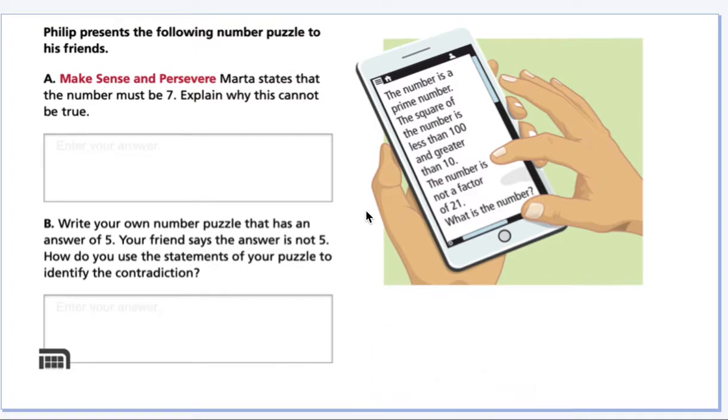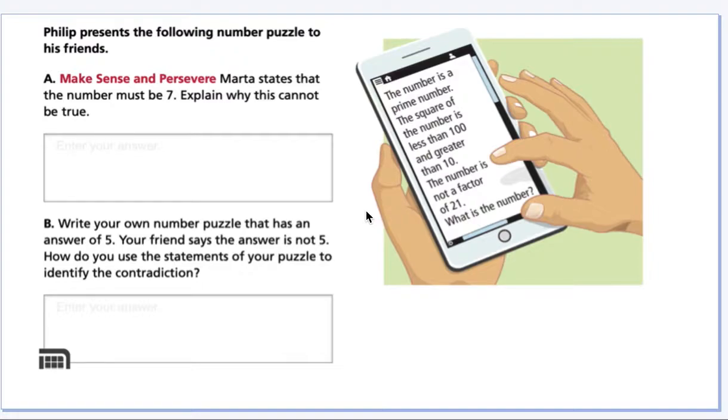All right, so here we have our 1.8 notes, our last section of chapter 1. So Philip presents the following number puzzle to his friends. The number is a prime number. The square of the number is less than 100 and greater than 10. The number is not a factor of 21.